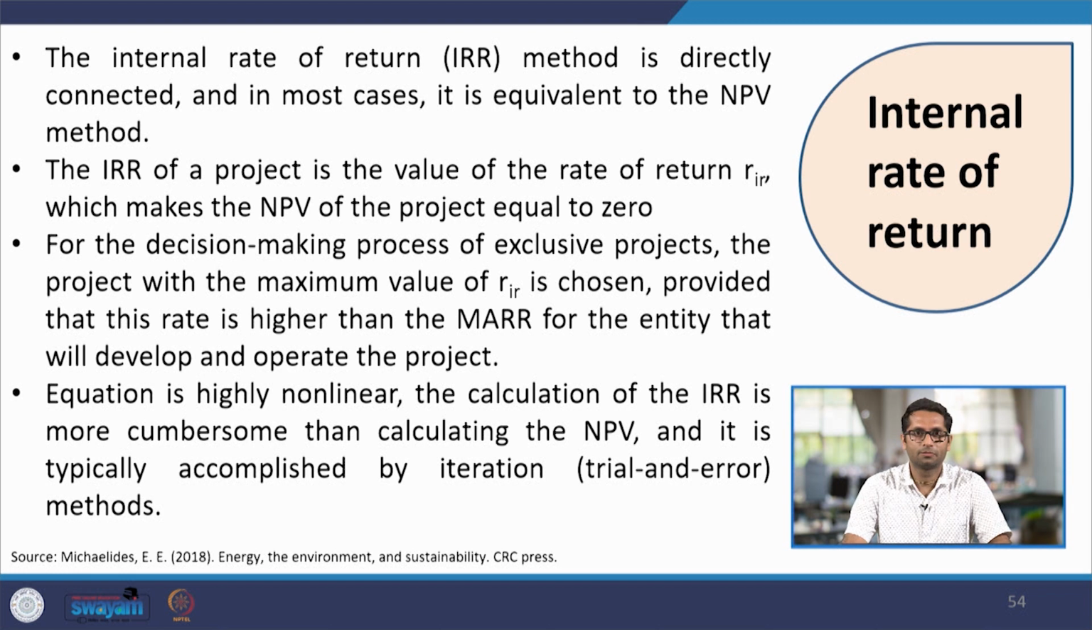So as you would have understood, this is basically solving a non-linear equation, so it has a computational cost to it. But further, if the internal rate of return that you get as an answer is more than the minimum acceptable rate of return for your entity or for your corporation, you would go for this project, and if it's lesser than that value, you would basically discard this project.